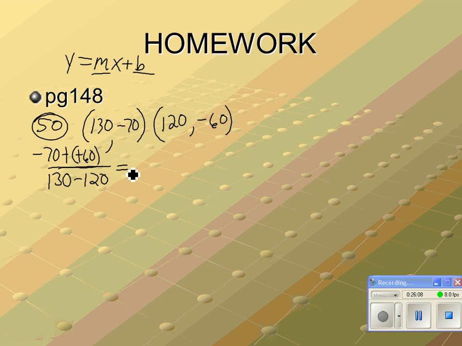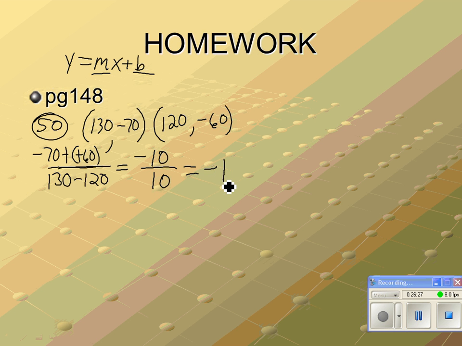Negative 70 plus 60. Robert, what's negative 70 plus 60? Negative 10. 130 minus 120. Brighton, what's 130 minus 120? Negative 10 divided by 10. Nick, what's negative 10 divided by 10?